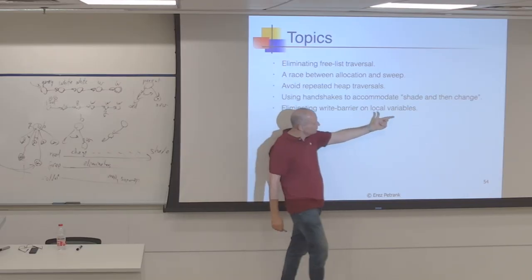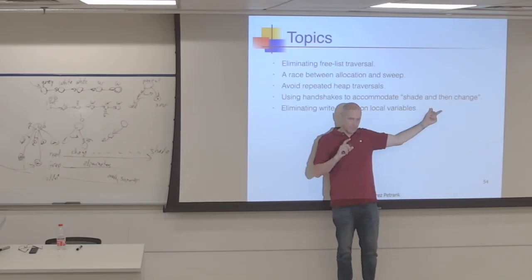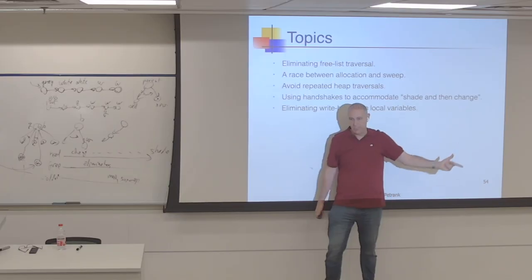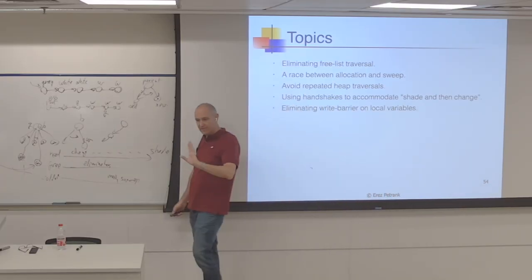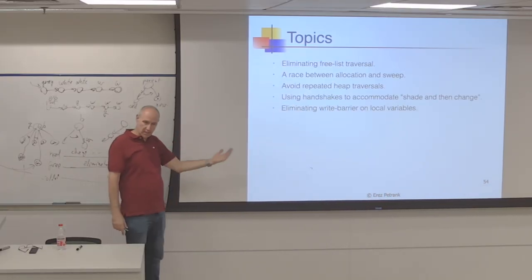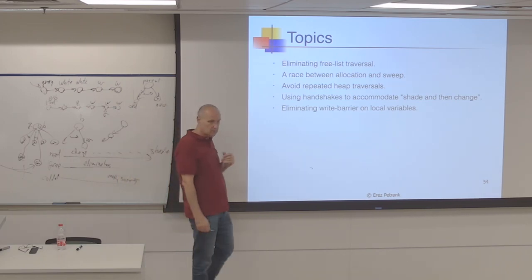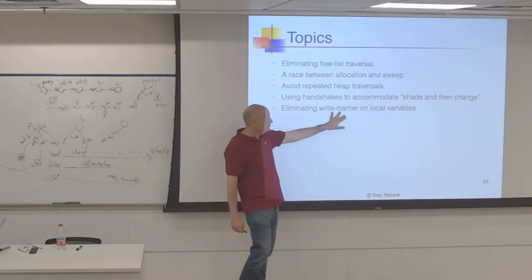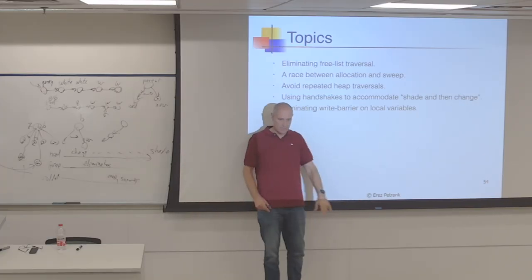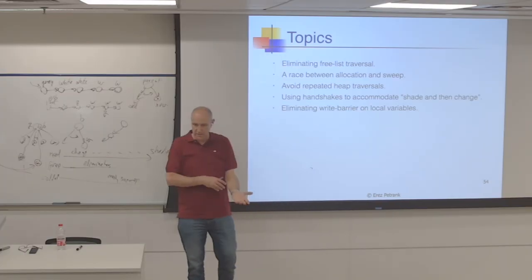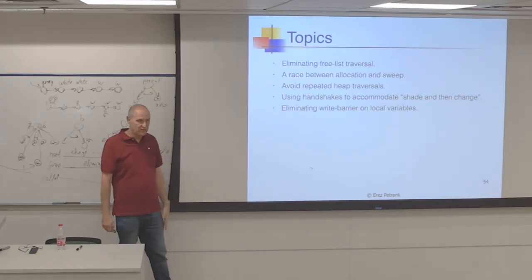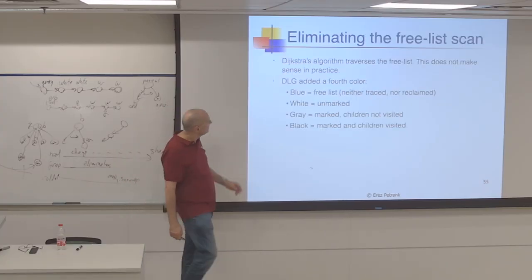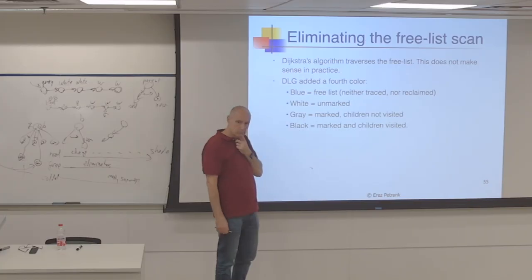And we want to move from change and shade, which made it only possible to use one mutator. We want to move to shade and change, which is also problematic. We'll have to deal with it, but that will allow us to work with several mutators. Okay, and we'll not want write barriers on local variables on our stack and registers and global variables. For the roots, we'll not want a write barrier.